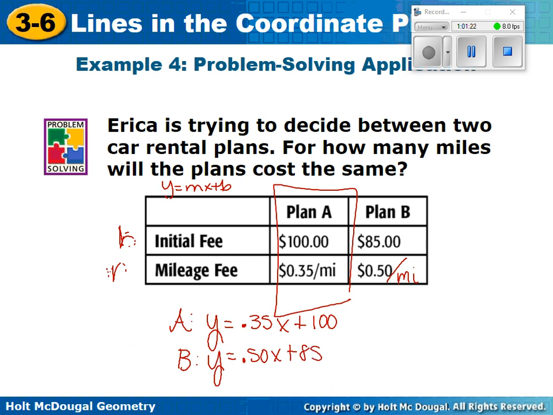Now, what does x and y represent? If this is 35 cents per mile, and I'm putting 0.35 times x, what is x representing? The number of miles. So x is going to be our number of miles. And if we take 35 cents times the number of miles, that gives us a dollar value, or an amount, plus another $100. All of that put together is y. So what is y calculating? Total cost.